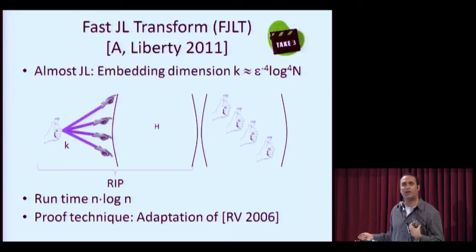But we also, I guess, weren't very smart, and we also lost something in the dependence on the distortion. So instead of log n, say, to the 4th over epsilon squared, we get over epsilon to the 4th. Okay, it was still interesting.